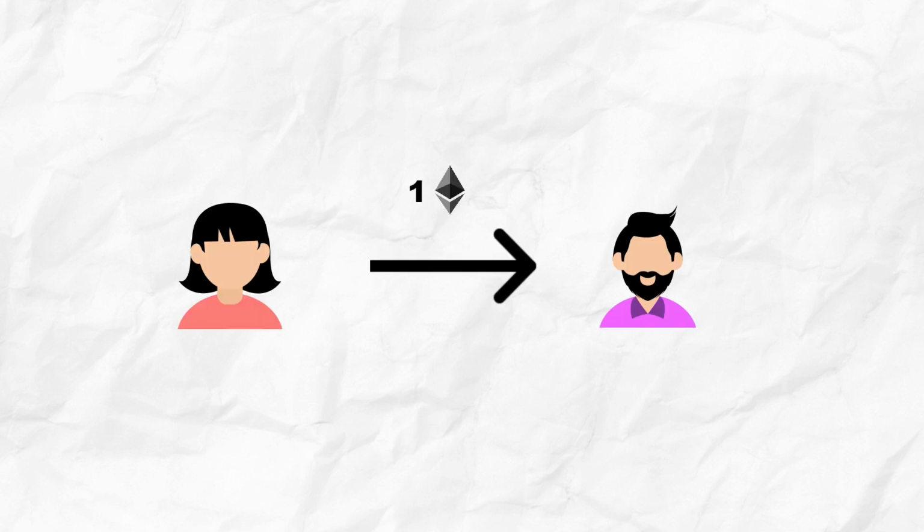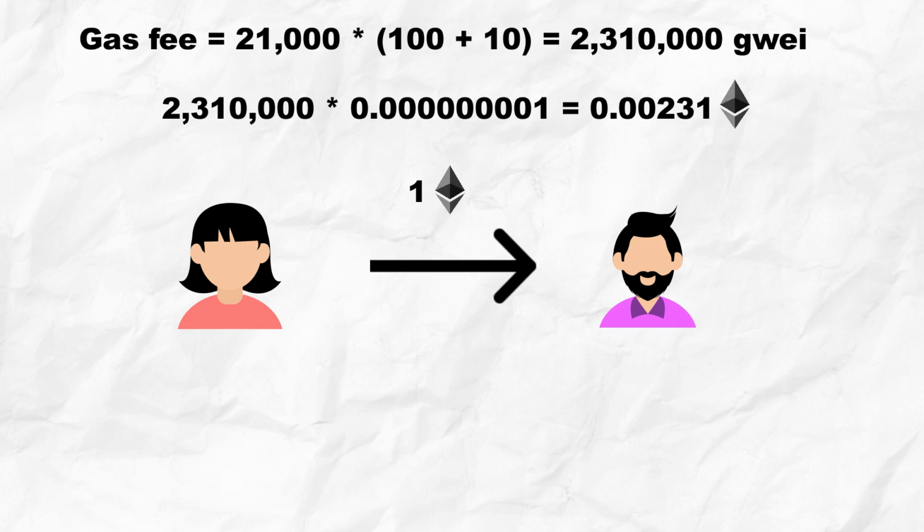Going back to the earlier example, if Sarah had to pay Alex 1 ETH, the gas cost in units is 21,000 gas. Suppose the base fee is 100 GWei and Sarah decides to include a tip of 10 GWei, so the total gas fees would be 21,000 multiplied by 100 GWei plus 10 GWei, which is 2,310,000 GWei, or 0.00231 ether.